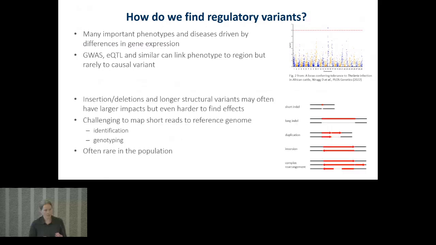And these methods mainly target a single nucleotide variation. And when we think about other types of variants, such as insertion-deletion mutations and longer and more complex structural variants, these involve more bases and may often have a larger impact on gene expression than SNPs, but can be even harder to find and test where they have an effect. One reason for this is that it can be challenging to map short reads that contain these variants onto a reference genome. So this gives you problems identifying them and then genotyping them in further samples. And also, GWAS tends to work best with variants that are quite common in the population, whereas these longer variants tend to be quite rare.